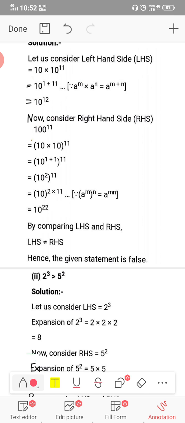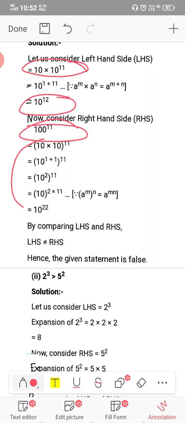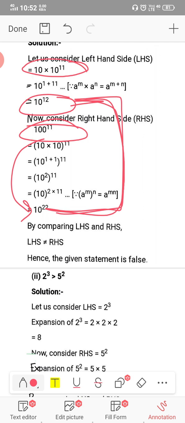So we can see that 10 into 10 to the power 11 is giving us 10 to the power 12, and 100 to the power 11 is giving us 10 to the power 22. So here, on comparing these two things, we can see that 10 to the power 22 is greater than 10 to the power 12. So that means both the sides are not equal and the statement is false.